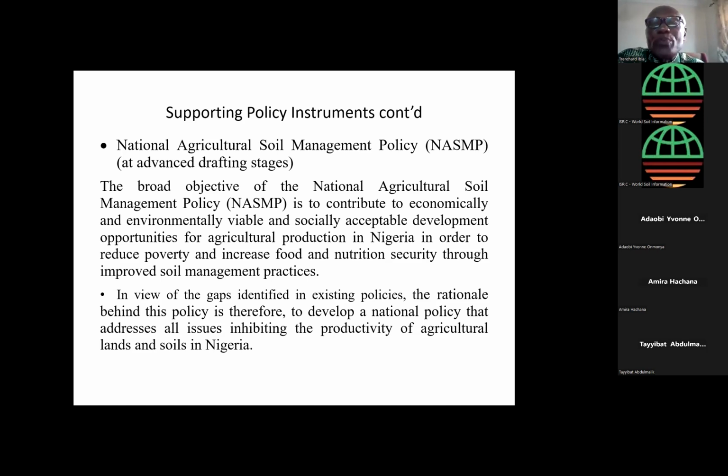to contribute to economically and environmentally viable and socially acceptable development opportunities for agricultural production in Nigeria through improved soil management practices. In view of the gaps identified in existing policies, this new policy is therefore developed to address all issues inhibiting the productivity of agricultural lands and soils in Nigeria.